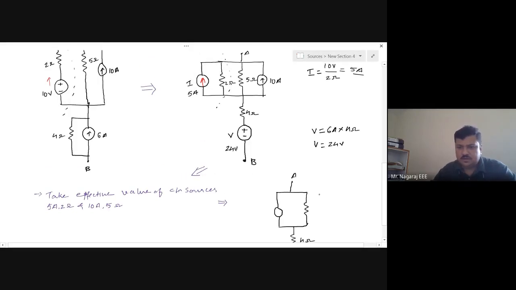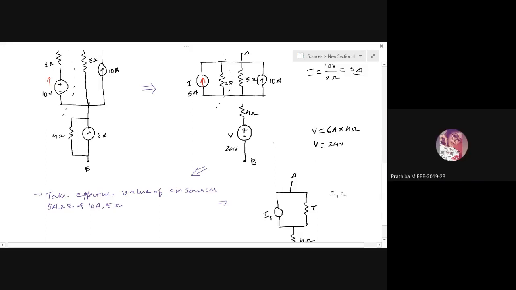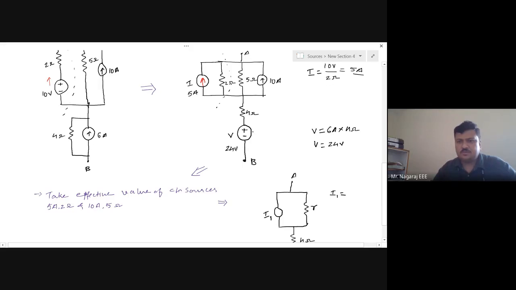Now, let me take this as R. And let me take this as I1, because I have considered I here. Let me not take the same I nomenclature. Let this be I1. Now, what is I1? I1 is the effective value of these two current sources. Now observe, the effective current source of 5 amps and 10 amps is either addition or subtraction of these two values.